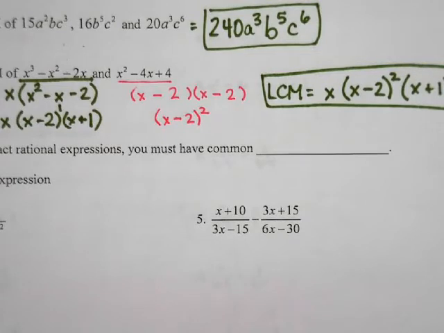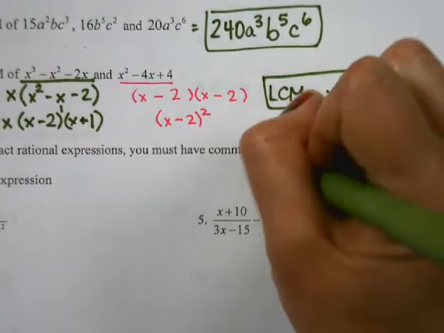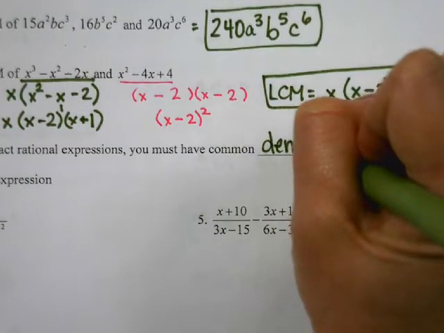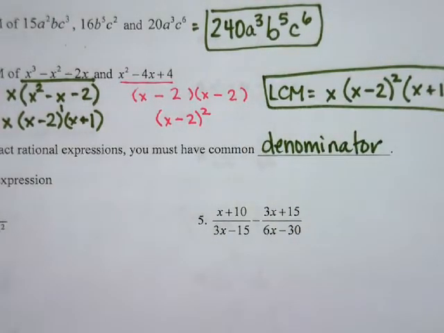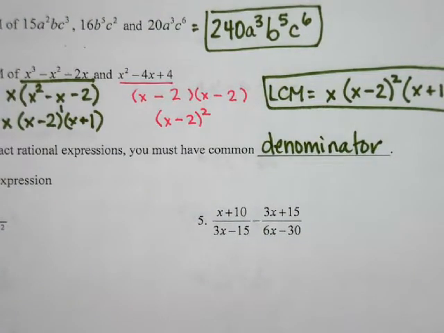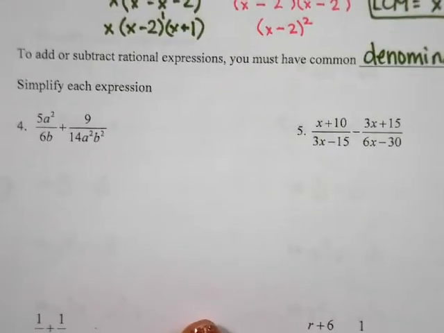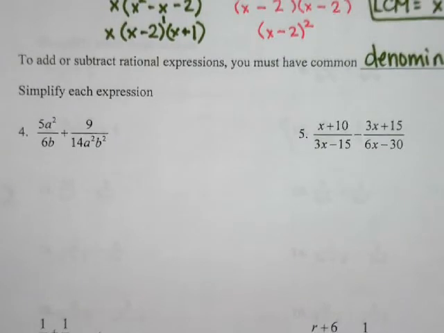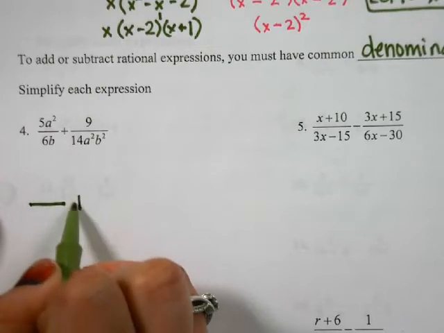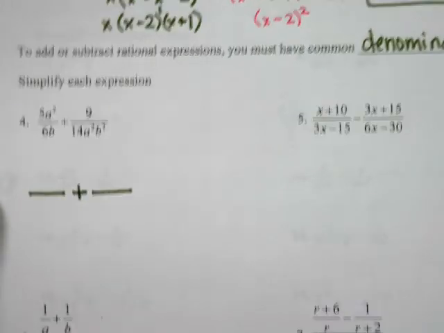Okay, now, that's useful for helping us find our common denominator, right? So to add or subtract rational expressions, you must have a common denominator. Okay, so here's what we're going to do. My suggestion is that you always set it up this way. So it's a plus, so there are my denominators.